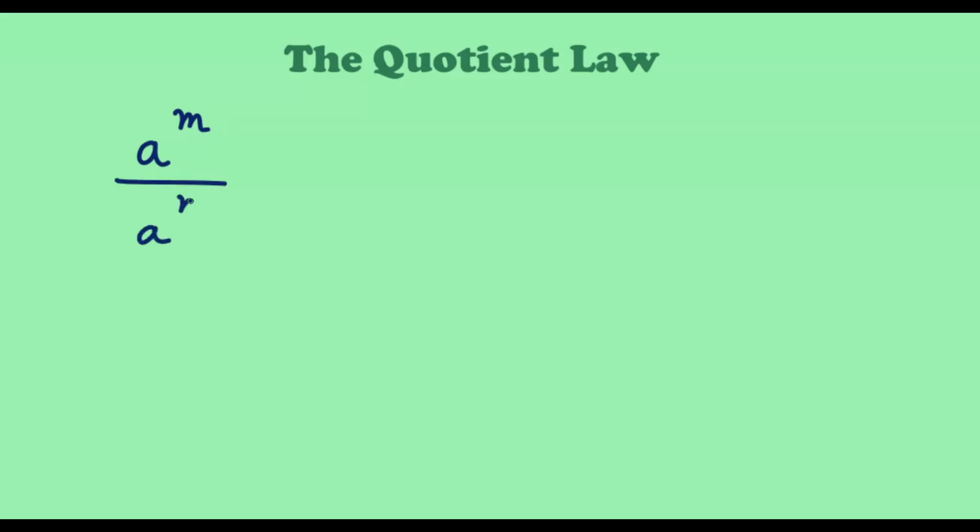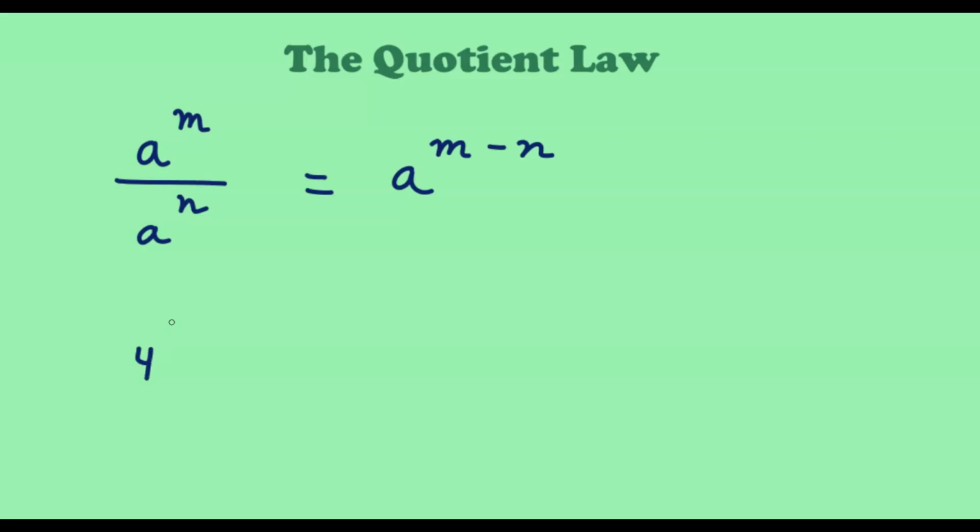Now consider the next law, and that is the quotient law. According to the quotient law, a to the power of m divided by a to the power of n is equal to a to the power of m minus n. So this is the quotient law. And it tells us about the quotient a to the power of m divided by a to the power of n. So let us consider an example.